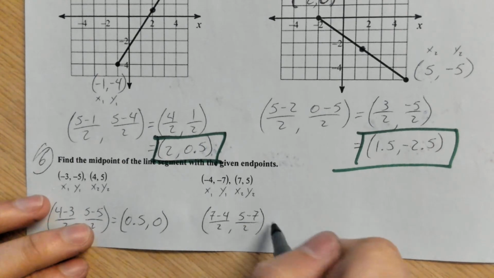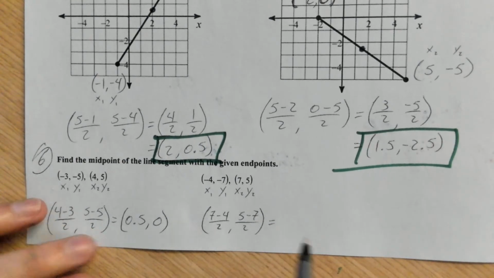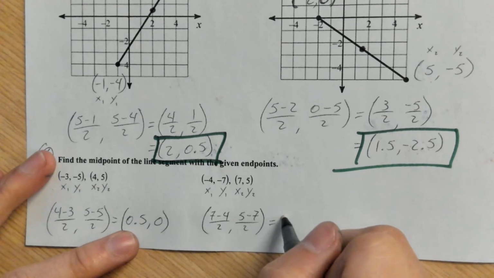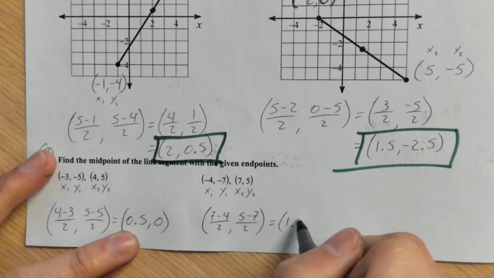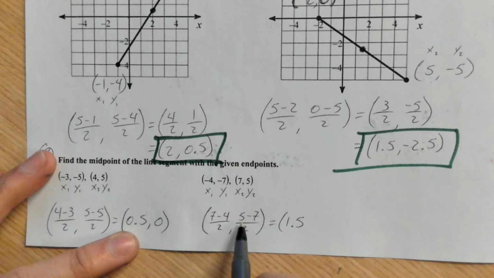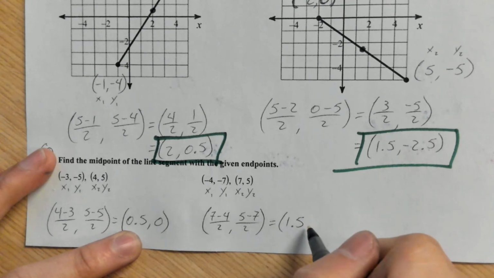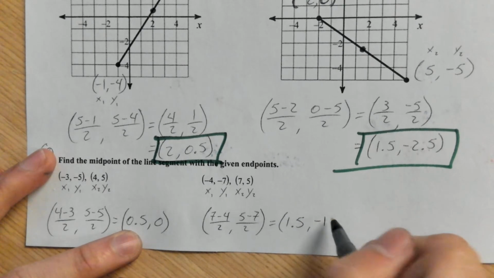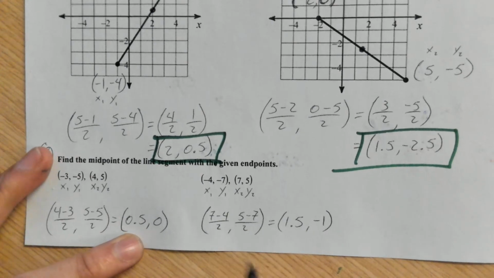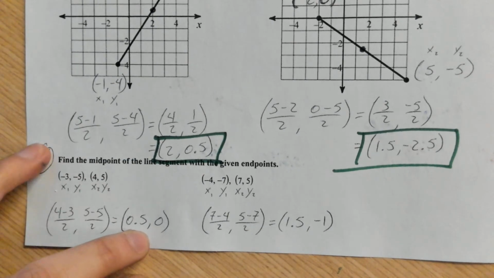Divided by 2, this will be equal to 7 minus 4, that's going to be 3, 3 divided by 2, that's 1.5, positive. And now here we have 5 minus 7, because 7 is a bigger number and it's negative, the answer is going to be -2. -2 divided by 2, that's going to give me -1. Yeah, when the negative is bigger, our answer should be negative.